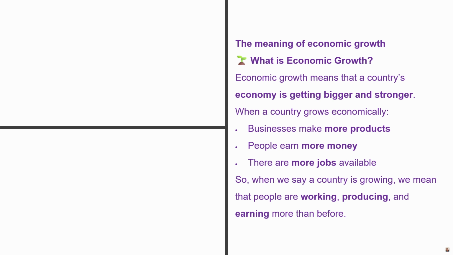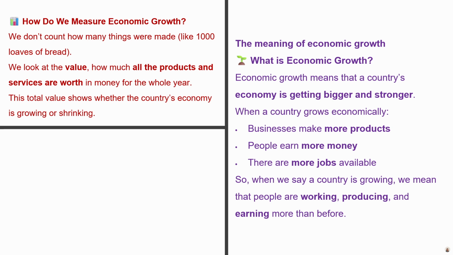When businesses make more products, people earn more money. This creates more jobs, and when people are working, they produce. When people produce, they earn, and this helps our economy to grow. Now, our economy can be measured.